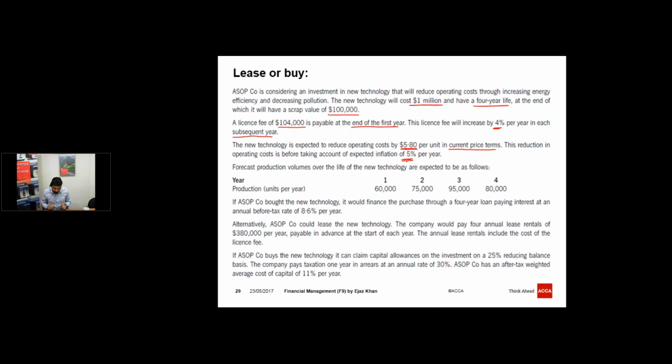Forecast production volumes over the life of the new technology are expected to be as follows. So these are the production volumes, and if you multiply 5.8 with 60,000, it will give us the total saving that we will make because of this new technology introduction. If ASOP company bought the new technology, it would finance the purchase through a 4-year loan paying interest at an annual before tax rate of 8.6% per year.